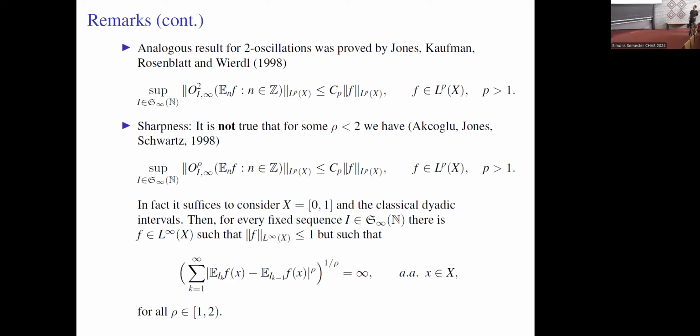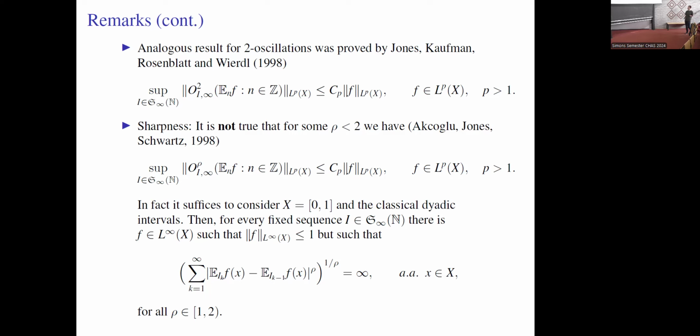All right. There is a similar result for two oscillations. It was proved by Jones, Kaplan, Rosenblatt, and Wierdl that dyadic averages have bounded two oscillations for all p greater than 1, and there is also an analogous result for weak type 1-1. This result is also sharp. That is, if we consider rho variations with rho smaller than 2, then it's possible to find a counterexample to this estimate.